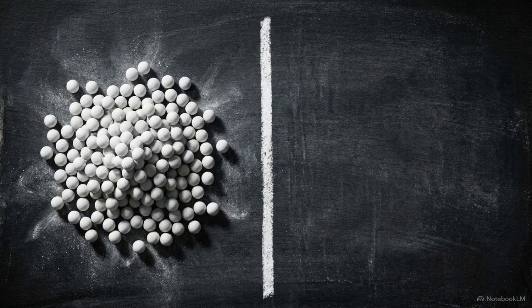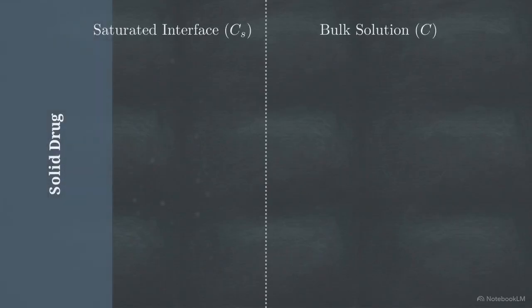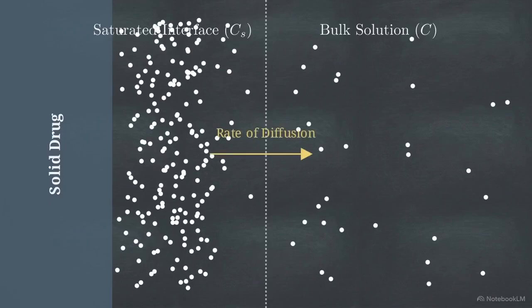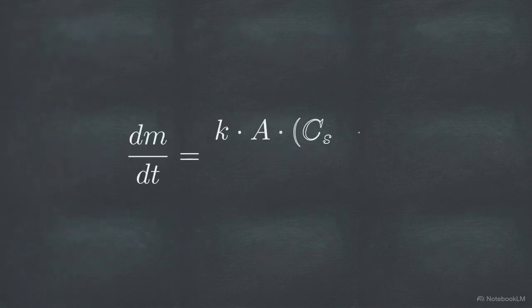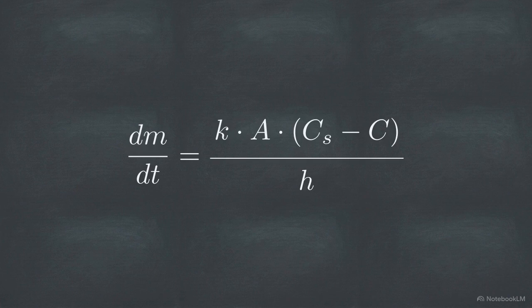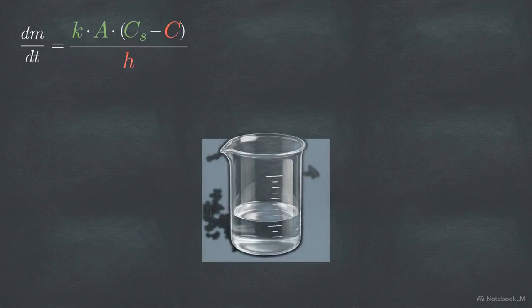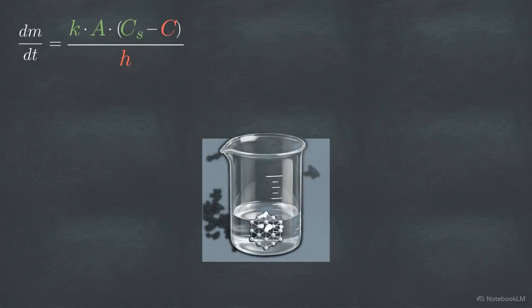Since diffusion controls the speed, we can quantify it using Fick's first law. Fick's law states that the rate a dissolved material moves is directly proportional to the difference in concentration between the two sides of the diffusion layer. This principle expanded into the Noyes-Whitney equation, the master formula for dissolution rate. To increase mass transfer, dm/dt, maximize the numerator: diffusion coefficient, K, surface area, A, and saturated solubility limit, Cs. Conversely, minimize the bulk concentration, C, and boundary layer thickness, h.